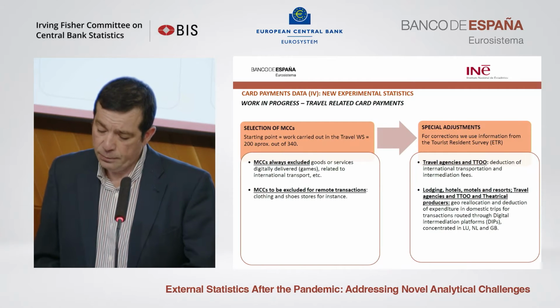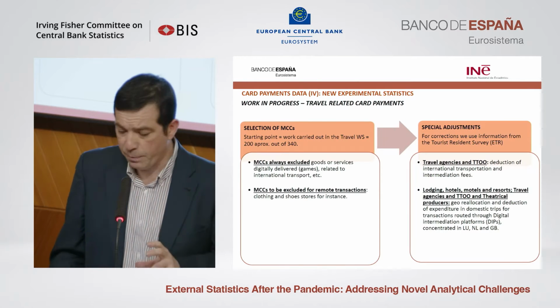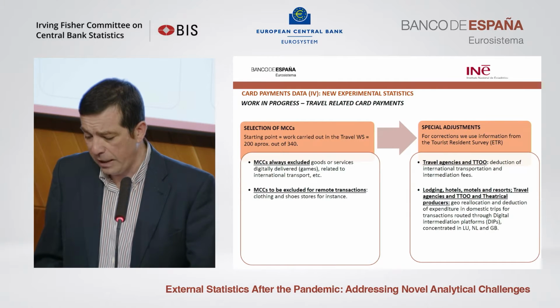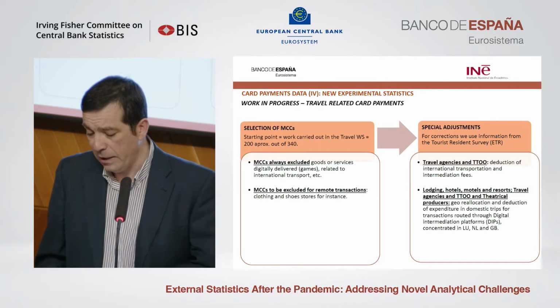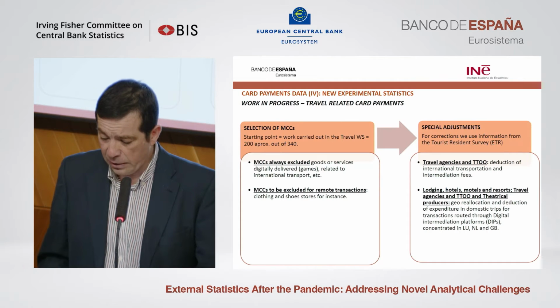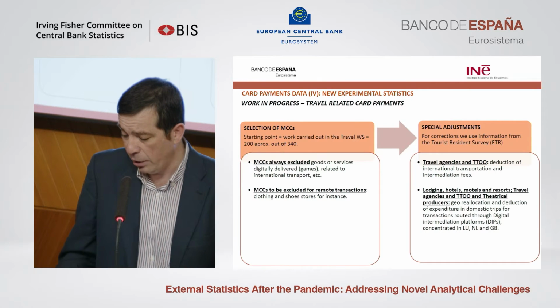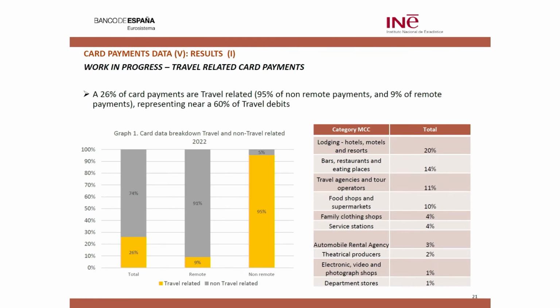Then, in addition to this list, we had to apply some special adjustments on the data. For example, for travel agencies and tour operators, it was necessary to deduct the international transportation and intermediation fees. For other codes, like accommodation services, the travel agencies and the theatrical producer, it was necessary also to adjust the geographical breakdown because there were some transactions channeled through the DIPs concentrated in some countries, and for all these adjustments we use the information of the survey.